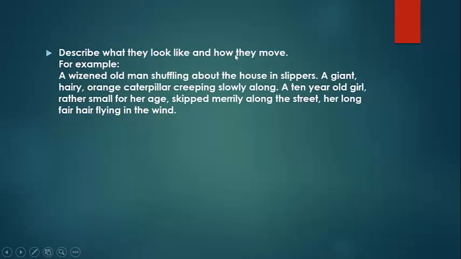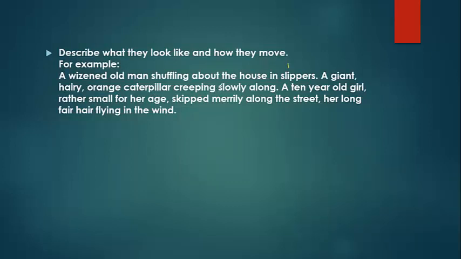Then describe what they look like and how they move. You can describe the characters in the story. It depends on the situation, not a regular or random description. Look at this example. Hassan, Samir, please read. Describe what they look like and how they move. For example, a wizened old man shuffling about the house in slippers. A giant hairy orange caterpillar creeping slowly along. A 10-year-old girl, rather small for her age, skipped merrily along the street, her long fair hair flying in the wind. Thank you.